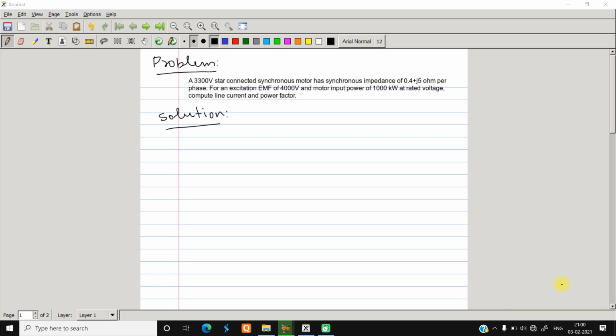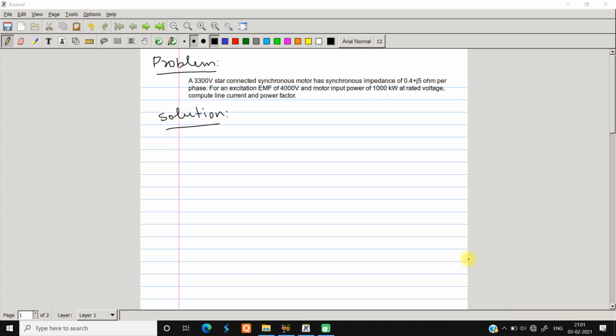A 3300 volt star connected synchronous motor has synchronous impedance of 0.4 plus j5 ohm per phase for an excitation EMF of 4000 volt and motor input power of 1000 kilowatt at rated voltage. Compute the line current and the power factor.